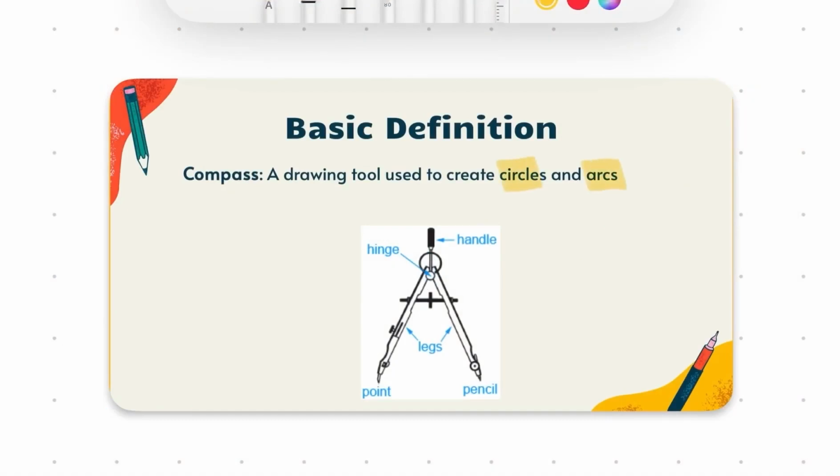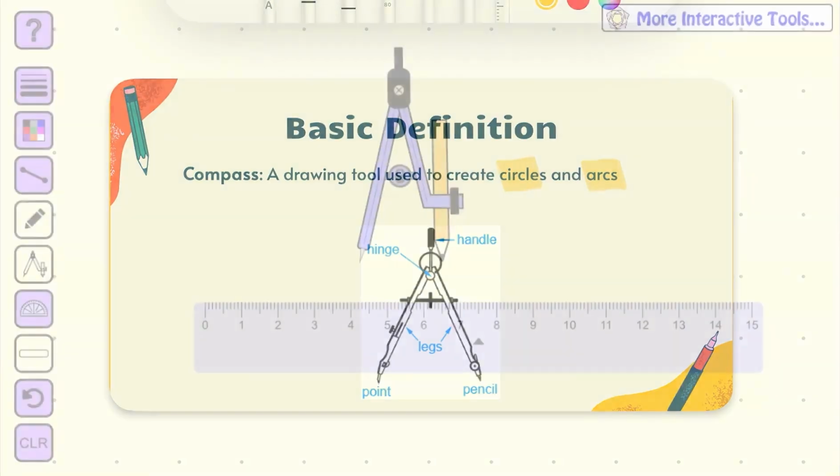It's very important that you know how to properly hold your compass before watching the rest of this video. Below, we see a diagram that labels the parts: the point, the legs, the pencil, the hinge, and the handle. It's not very important that you familiarize yourselves with these terms. However, I will be using a few throughout this video.